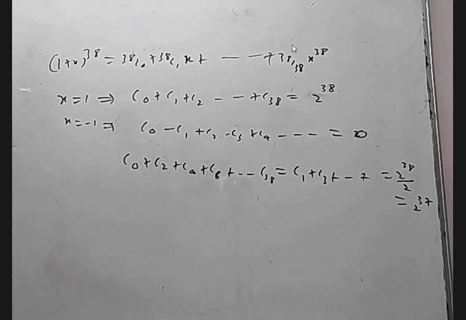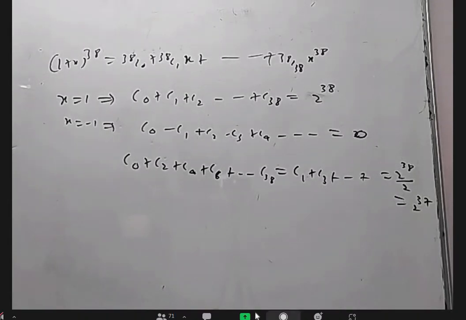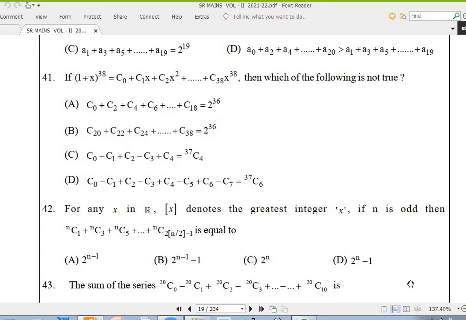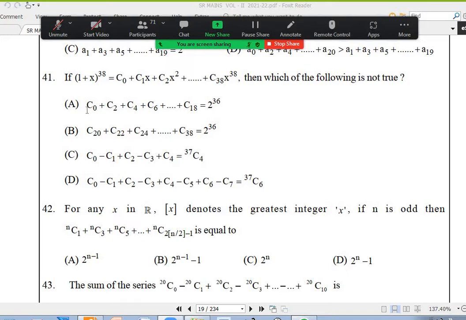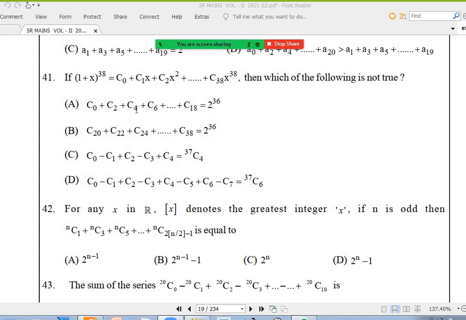Then let me see what the question is. Yeah, these are 19, these are 18, no doubt. What is this? So C0 plus C2 so on up to C18 only. This is 2 power 36. That itself is wrong then. What is this? This is the second half and this is the first half.